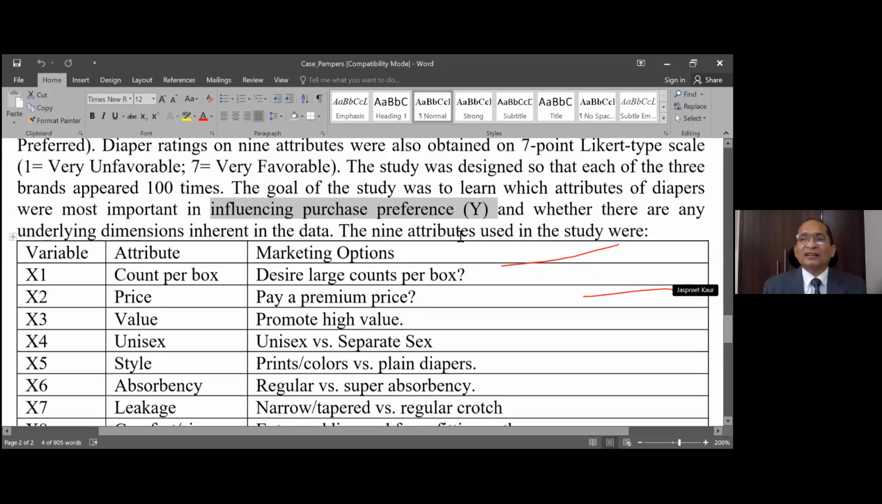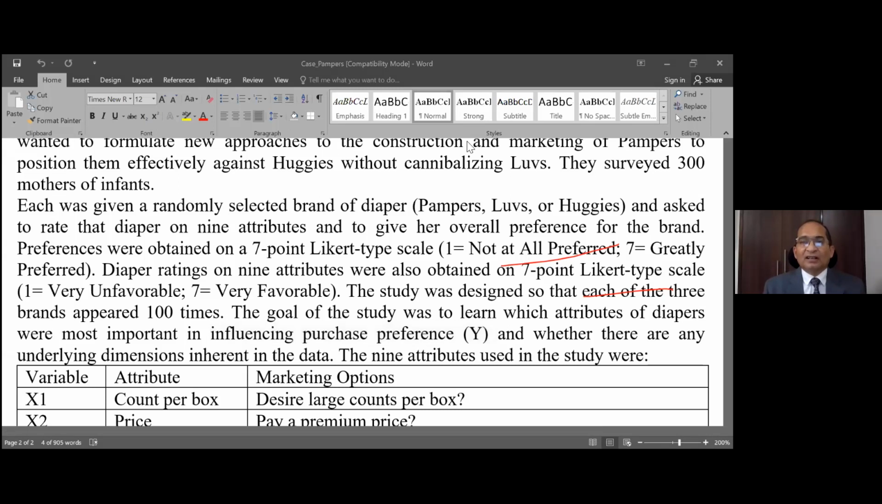So I hope the case is clear to all. I'm just checking the chat option. Okay. Right. So this is the scenario.